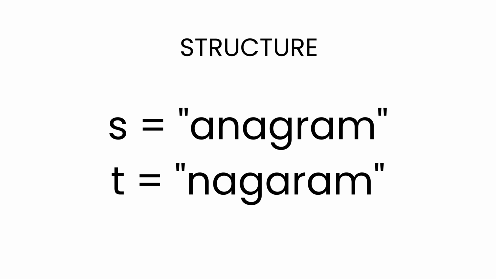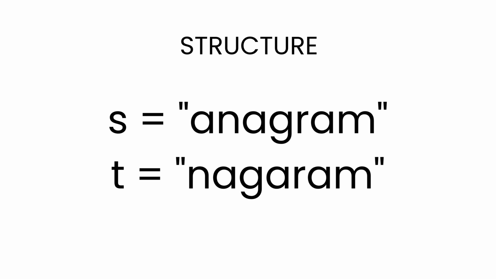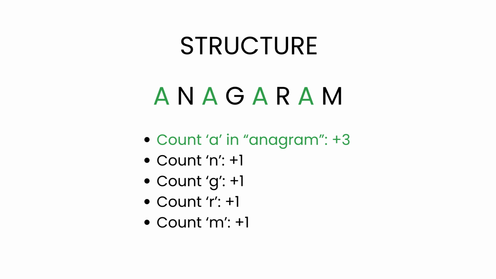Let's do a walkthrough. Example, s equals "anagram", t equals "nagaram". Start with an array of zeros. Count a in anagram, +3. Count n, +1. Count g, +1. Count r, +1. Count m, +1.